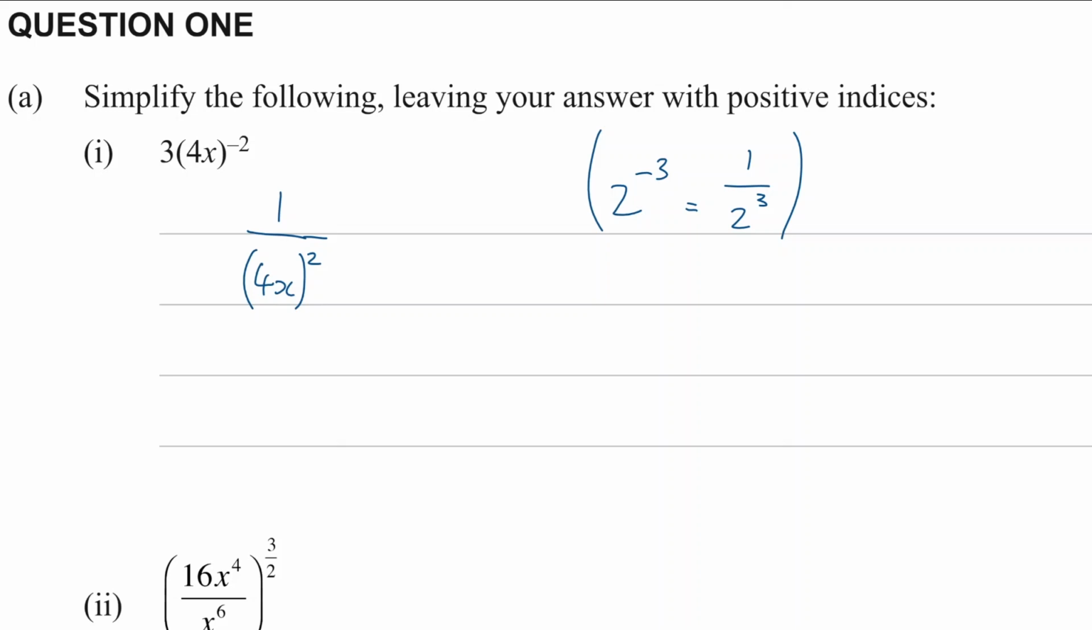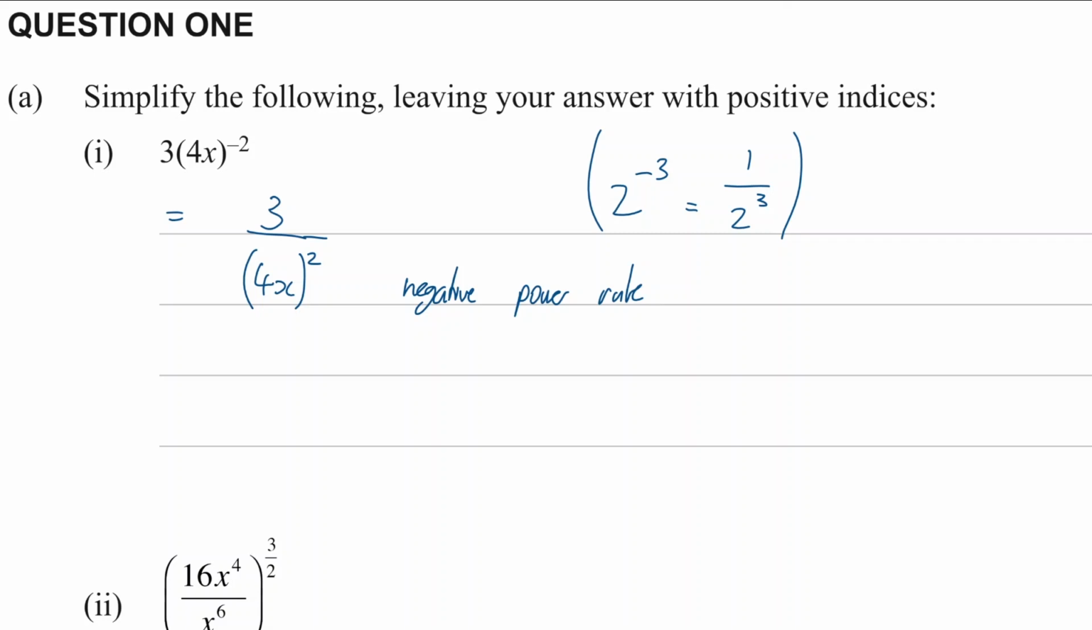Great, and now the 3, well, that's just 3 times this whole expression, which we said is now this. So you could write it like this, 3 times all that, or we could just put the 3 in the numerator, because 3 times 1 is 3. So this is using the negative power rule. And what we've done here is we've replaced the negative indices with a positive one. And now let's try simplify.